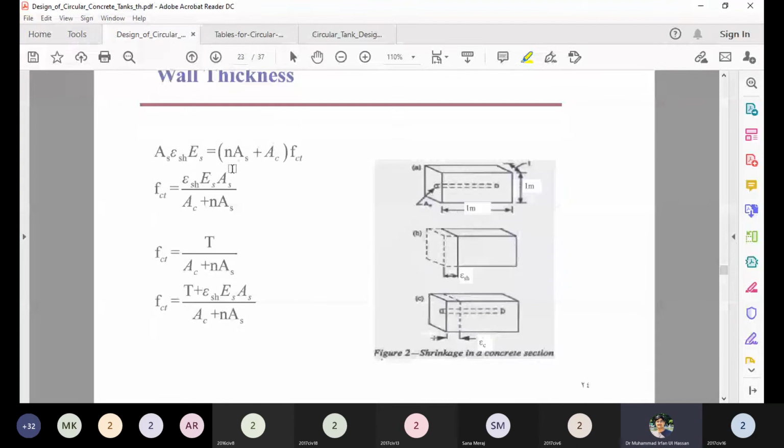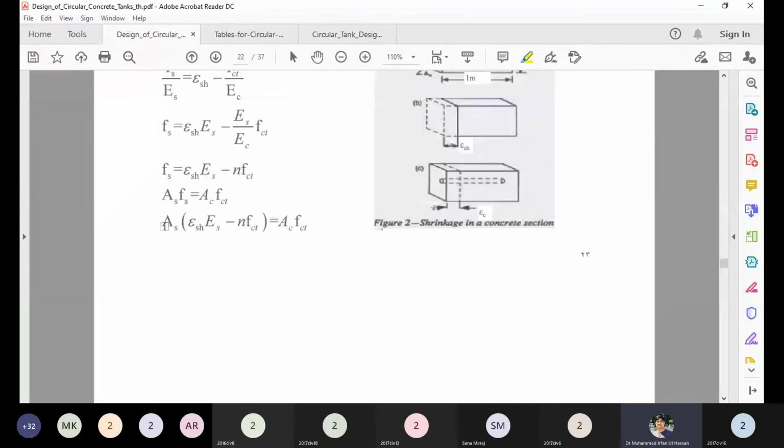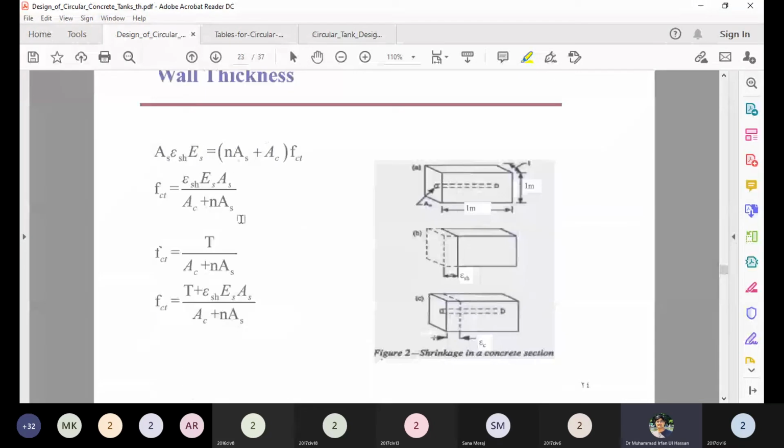It comes out to the further simple formula of FCT, putting the values, and it can be written as this one, which can be further simplified into FCT equal to epsilon SH ES. So this is now the formula for the allowable tensile stress, where epsilon SH is the shrinkage strain, ES is the modulus of elasticity of the steel, AS is the area of the steel, AC is the area of the concrete, and N is the modular ratio.